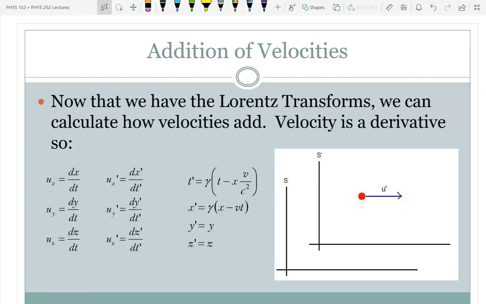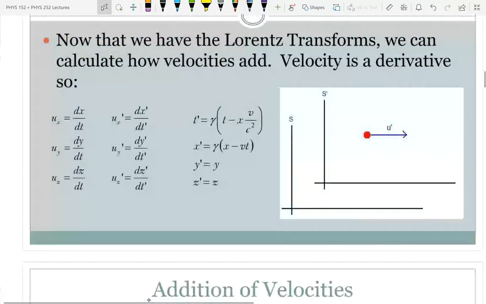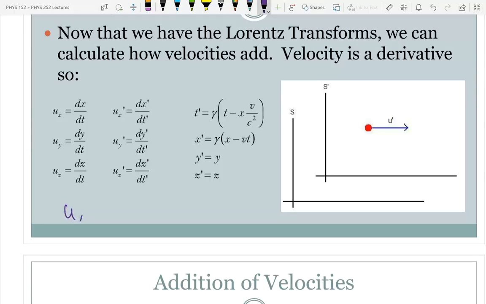So ux prime is dx prime over dt prime. Well, here I only put the primes, so let's work with that. x prime is gamma times (x minus vt). So that means that I can write ux prime is equal to d of gamma, whoops, not t.